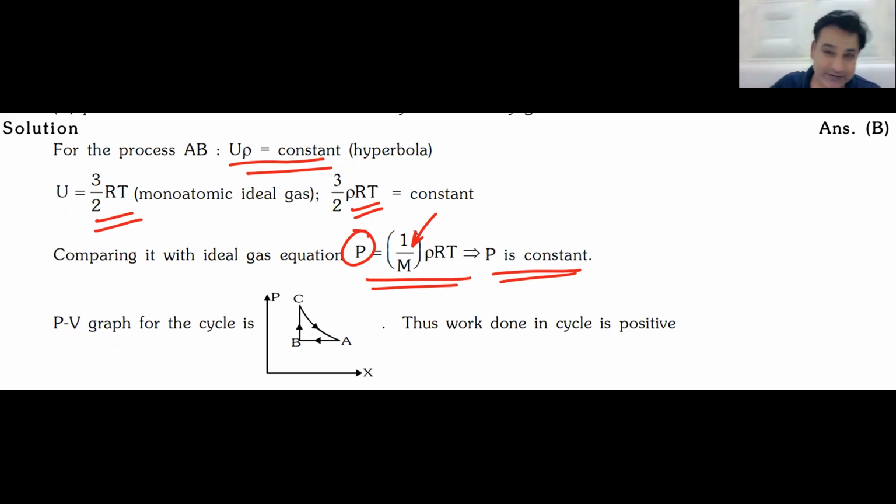And the cycle, then you get the cycle of a PV graph that will give you work done. Clockwise is positive, anti-clockwise is negative. So the question is done. This is how questions are framed, beta. Do you understand this? Yes, sir.